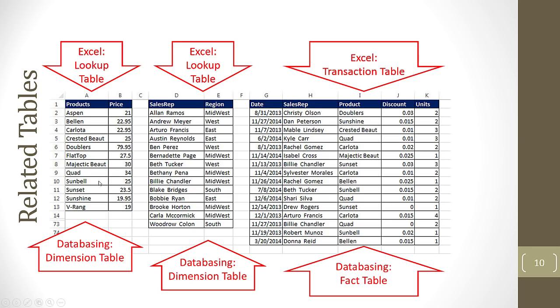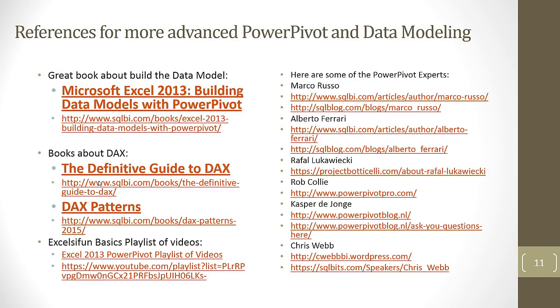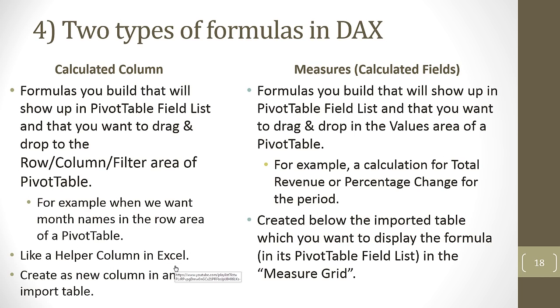Now I want to look at the next slide. And this is the last slide before we jump over to Excel. I just want to give you some references for more advanced PowerPivot and data model. And this is an amazing book. This is one of the many books that I read, Microsoft Excel 2013, Building Data Models with PowerPivot. Ferrari and Rousseau wrote this book, and also these two books about DAX formulas. So there's some good reference. Now, slide 18, I'm not going to go through them, but slide 18 all the way to 25 have really important notes about the calculated columns and measures or calculated fields. We're going to jump over to Excel and talk about them, but there's some important notes.